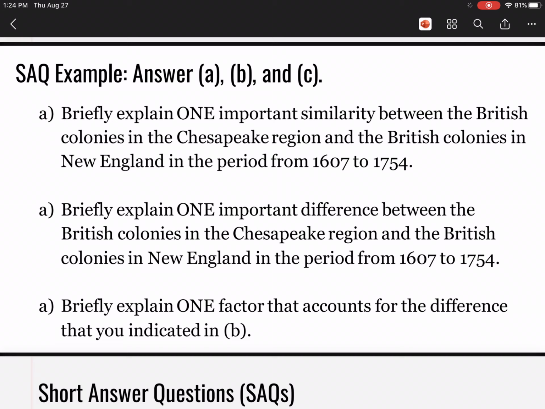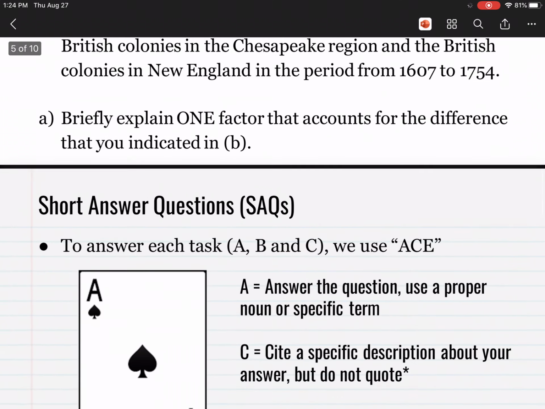Always note, whenever you get any type of prompt on the AP exam, immediately take note of the dates, the time period they're giving you. If you ever go outside of that time period, you won't get credit for the question. And that's a major reason why we learn our timeline, so we have multiple options within a time period. So always circle that right away when you see it, so you don't go outside of it.